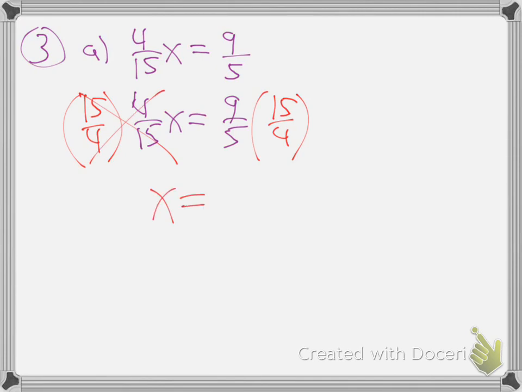Now, how do we simplify the other side? Yeah, 5 goes into 15 3 times. Good. And nothing else can cross cancel. 4 and 9 have nothing in common. So then you just multiply what's left over. 9 times 3, 27 over 4. I think they'll let you leave the answer that way. I don't think they make you change to mix. So let's leave it that way.